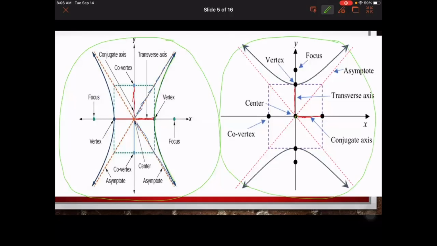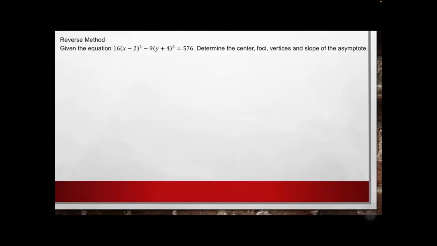Kaso, ang center niya ay nasa origin. Yung atin kanina ay nandito sa part somewhere here. Pero, to visualize the graph, yung pinaka-graph niya, ganito yung itsura niya. So, ayan. So, let's have the reverse method. The reverse method that we can have here is the equation that we will have is 16 times the quantity of x minus 2 squared minus 9 times the quantity of y plus 4 squared is equal to 576.